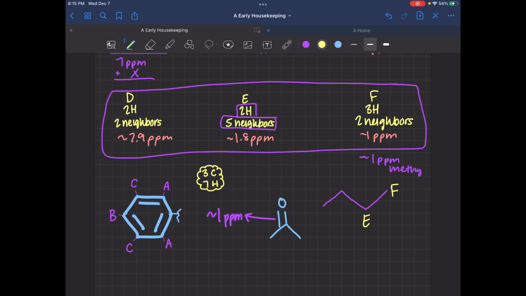Let's look at D, just to make sure we're on the right track. We've got D. D has 2 hydrogens. We distinguished that this right here would have 2 hydrogens, and 2 neighbors. Well, this had 2 hydrogens off of it, so it would have 2 neighbors. Perfect. This all feels like it's going really well.